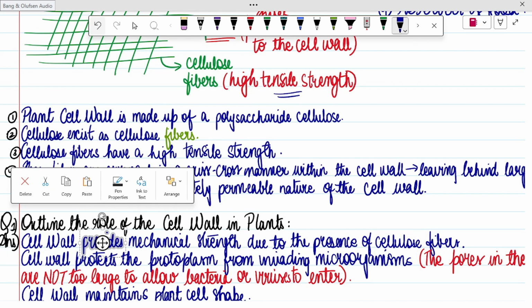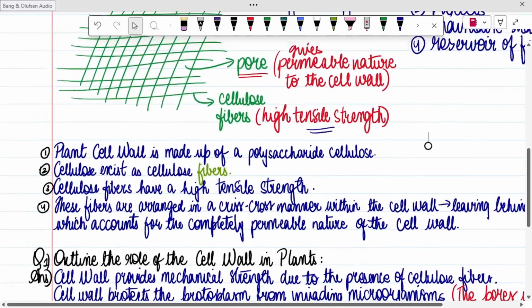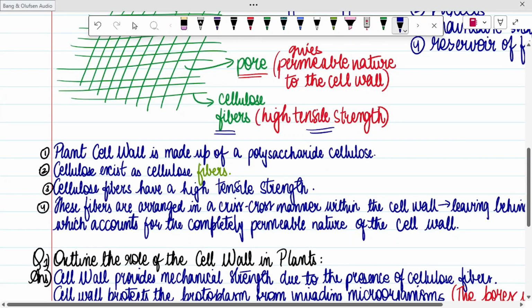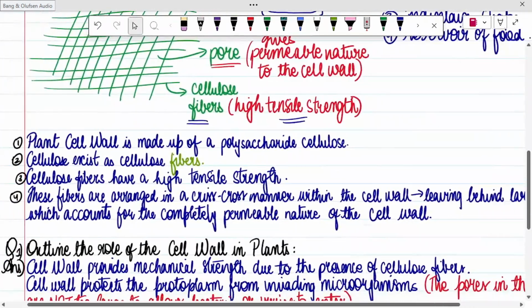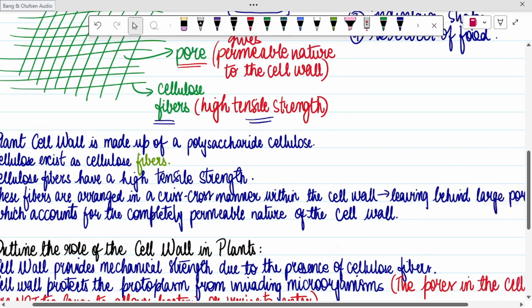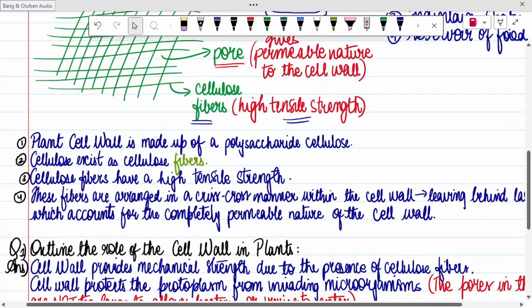किस तरह बना होता है? We'll study in next chapter. Now your cellulose exists as cellulose fibers. ये रहा आपके cellulose fibers which are arranged in a crisscross manner. And I just told you इनके पास high tensile strength होती है, which is why it is able to provide mechanical strength to your plant. These fibers are arranged in a crisscross manner within the cell wall, leaving behind large pores which account for the completely permeable nature of your cell wall.